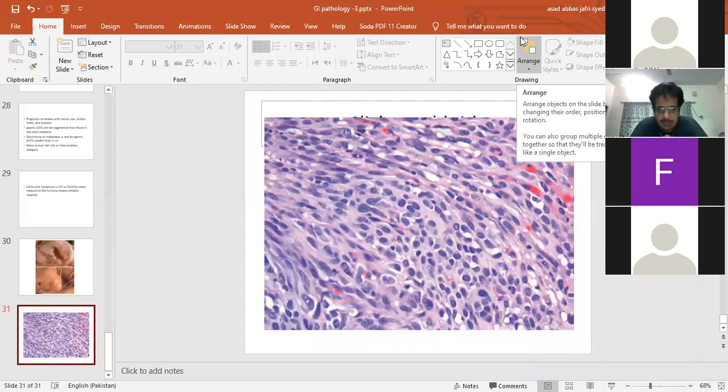How do PPIs cause fundic gland polyps? Basically, PPIs cause fundic gland polyps in the sense that patients who are on long-term proton pump inhibitor therapy, their gastric secretions are decreased.